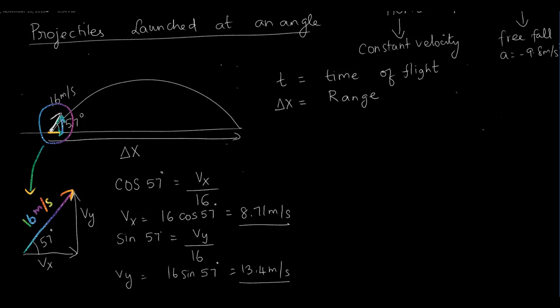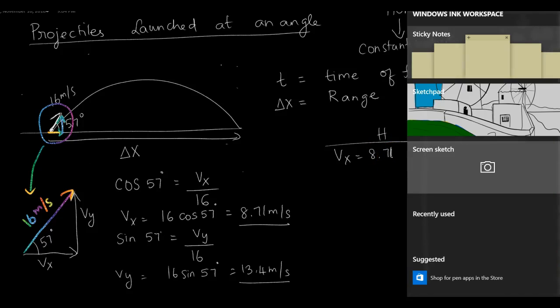So now let's go to our horizontal and vertical columns and write this down. We want to make sure that we write this down so that we don't make the mistake of mixing up these velocities.